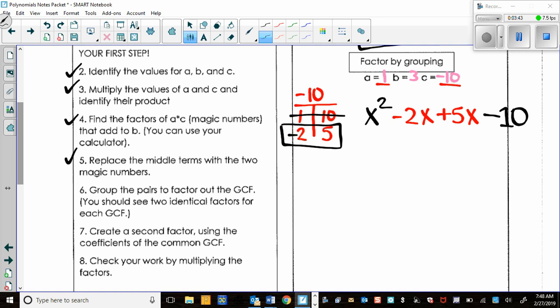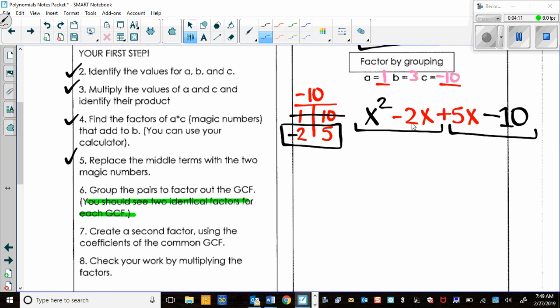Step number 6 says group the pairs to factor out the GCF. You should see 2 identical factors for each GCF. This is very, very important. Okay, I'll explain to you guys in a second what that actually means. So I'm going to group them together so the first 2 terms go together and the second 2 terms go together.